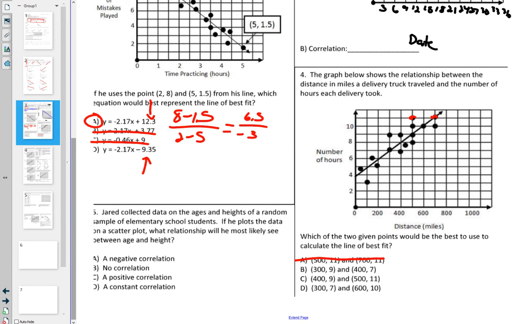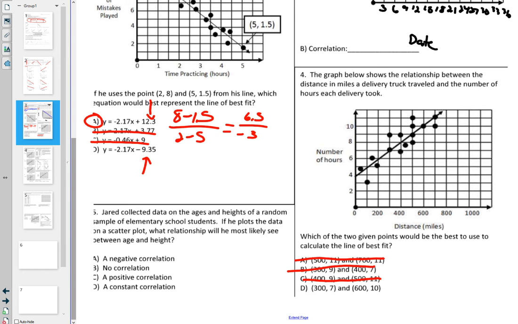300, comma 9, which is the one up here. That's not very good. That's not even on the line. And 407, that's not on the line either. So I probably wouldn't want those. 400, comma 9, which is the one up here. It's a little bit closer to the line, but still not on it. And 511, that's still up here. That's still above. So that one doesn't seem very good either.